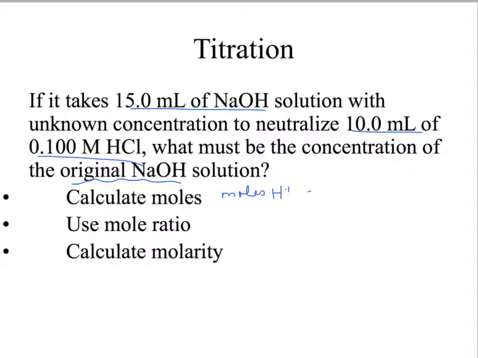So moles of H+ will equal 0.100 molarity times the volume in liters. And so this is 0.0100, right, that's it for sig figs, that's liters. So we're going to multiply 0.0100 liters. So our number of moles is equal to 0.00100.